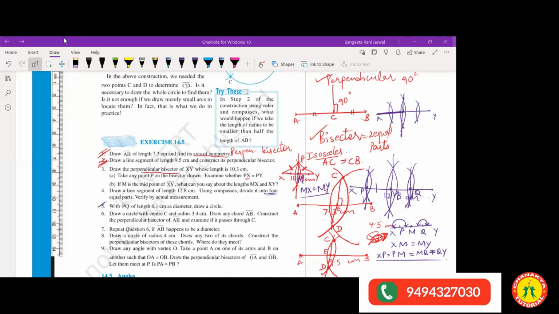What happened, Lasya? What did you understand with this? Question number 8 says, draw a circle of radius 4 centimeter. Draw any two of its chords. In the circle, you have to make two chords. Construct the perpendicular bisectors of these chords. So for both the chords, you have to construct a perpendicular bisector. Then you have to check where they meet. As in the previous question, you made a perpendicular bisector on one chord. This time you have to make it on both the chords and see where they meet. Do.